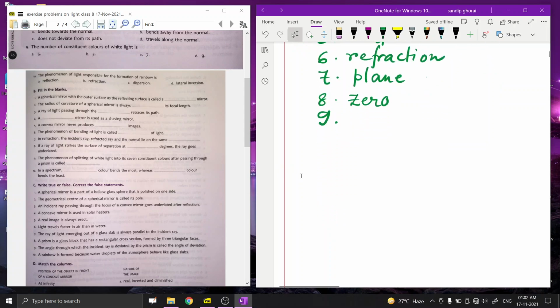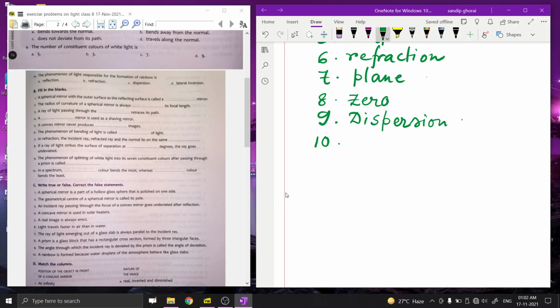What is the question? The phenomenon of splitting of white light into its 7 constituent colors after passing through a prism is called, simply, dispersion. This is the definition of dispersion: splitting of white light after traveling through a glass prism. Now we move to question number 10. In the spectrum, dash color bends the most, whereas dash color bends the least.